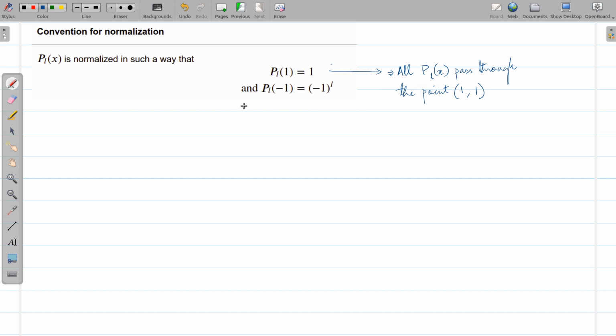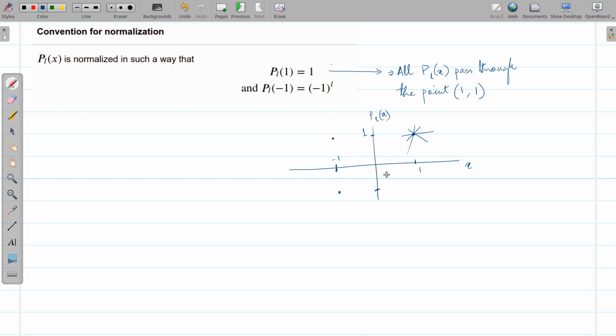And what about x equals minus 1? It depends on L. Okay, so if we are talking about L equal to 1, we'll have something like this. So we have a minus 1 here, this is minus 1, this is plus 1, this is also plus 1. This is the point 1 comma 1. So you'll find that all the Legendre polynomials pass through this point. This is x, and this is P_L of x.